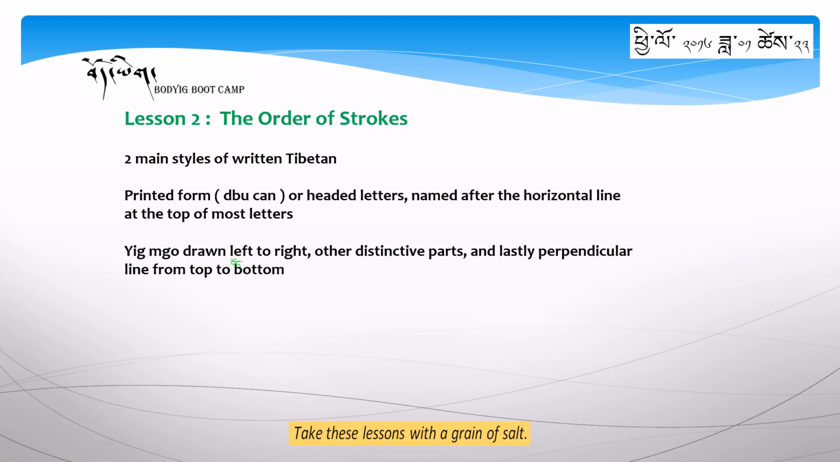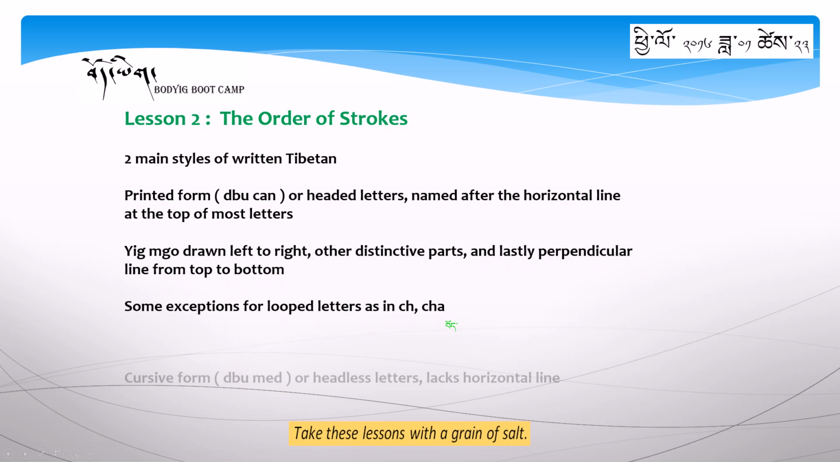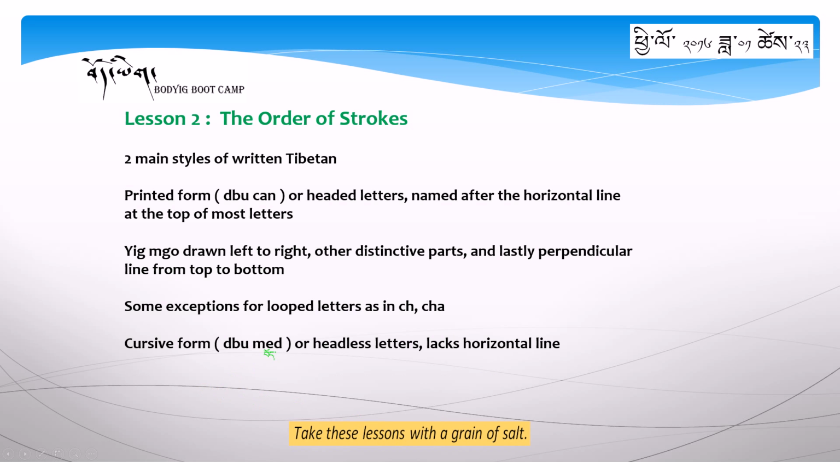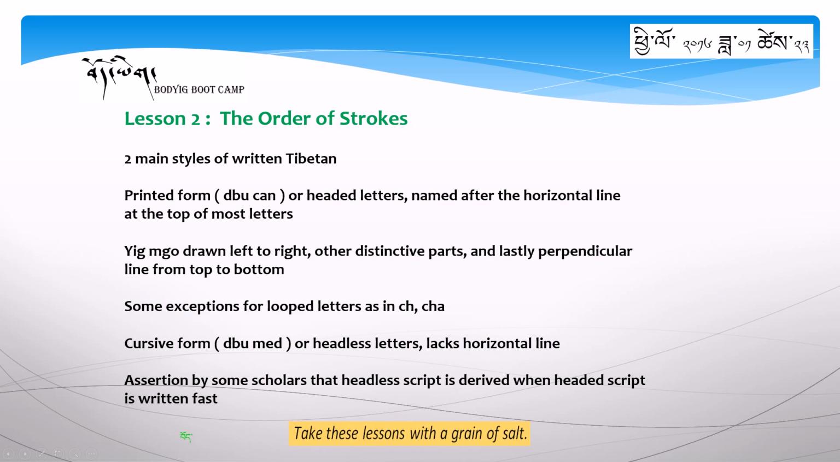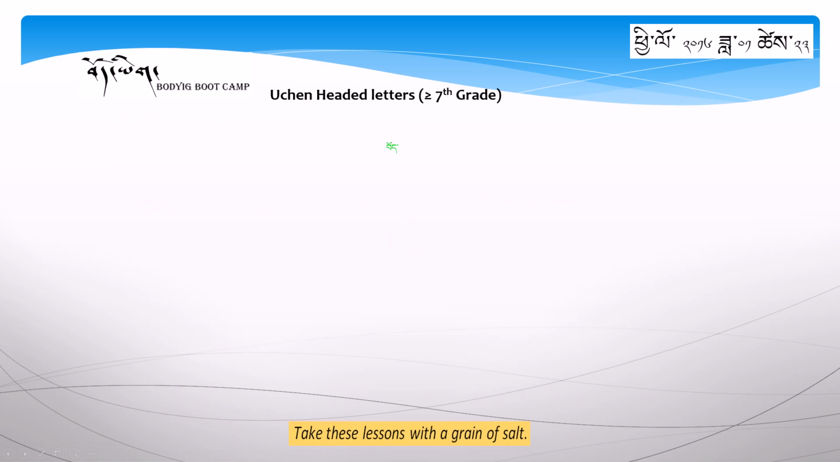It's always drawn from left to right, and there are other distinctive parts, and lastly a perpendicular line from top to bottom. And there are some exceptions for looped letters, as in ja and cha. The other one is called ume, or headless letters, and they all lack the horizontal line. And there are assertions by some scholars that headless script is derived when headed script is written fast. Uchen, or the headed letters, you'll generally see once you are in 7th grade and above.